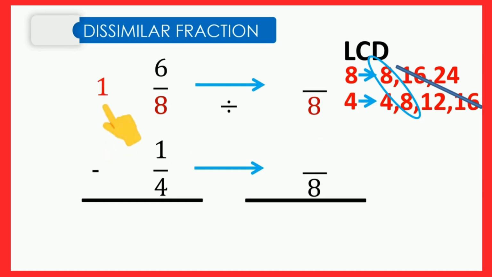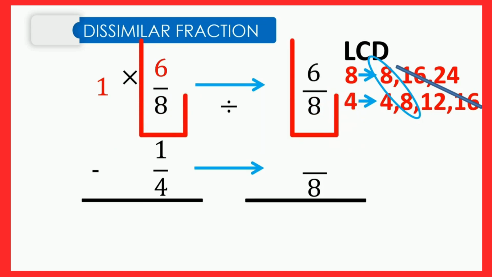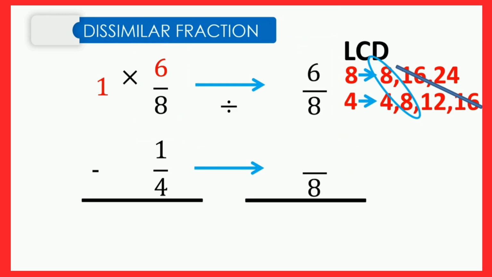Next, we multiply 1 to the numerator. We have 1 times 6. So the numerator is 6. As you can see, there's no change in our minuend. It's because the denominator that we use was never changed for this fraction. Let's proceed to the subtrahend. To determine the new numerator, we divide 8 by 4, and the answer to that is 2. We then multiply 2 to the numerator, which is 1. So the answer to that is 2.